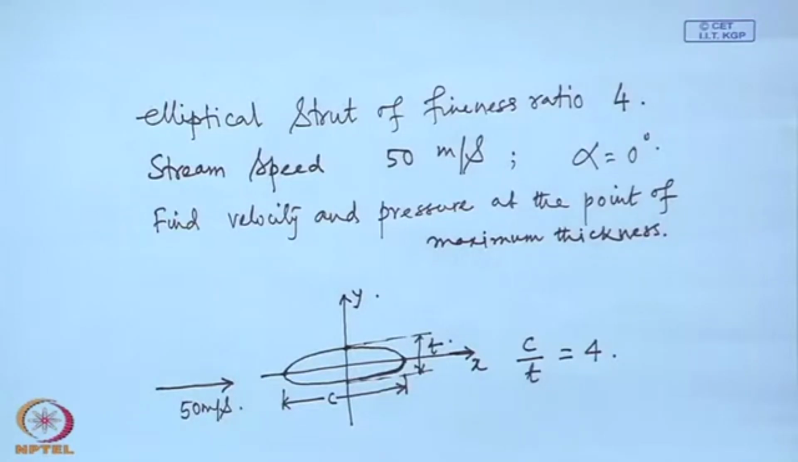So, first we have to find the transformed circle. In this case, we know that the center of the circle will coincide with the origin in the xi eta plane, and its radius will be related to the fineness ratio, or in terms of the ellipse with the major and minor axis.